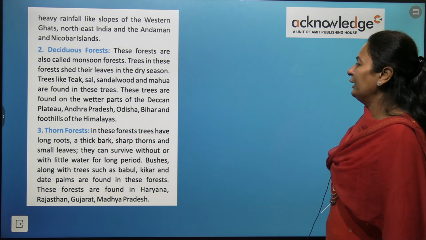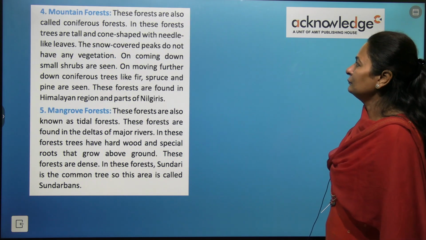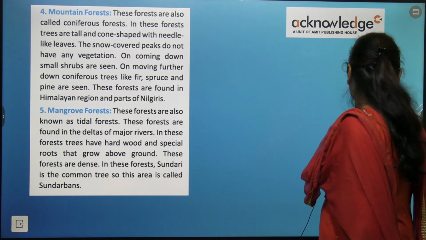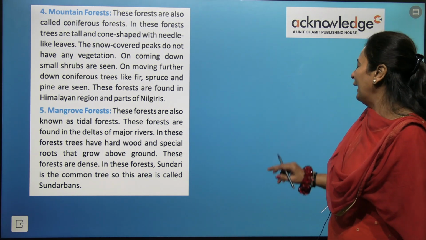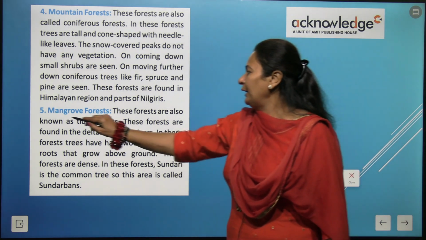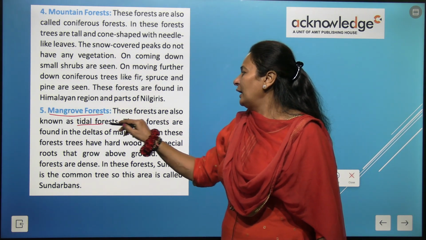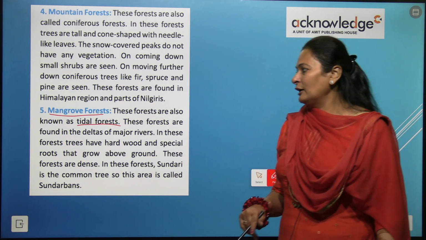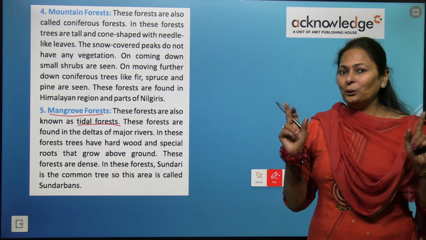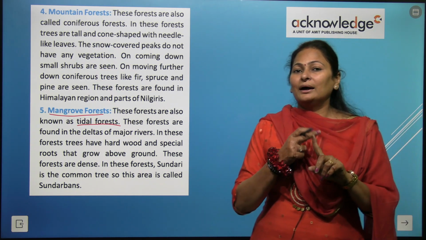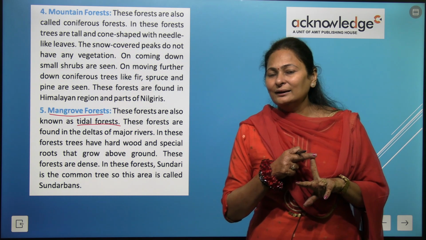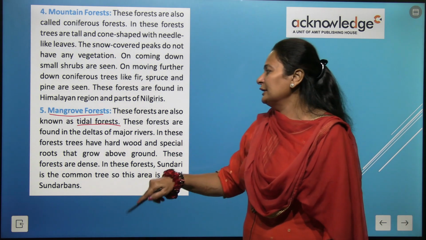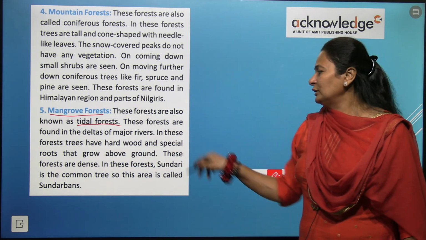Now the next type of forest is the mangrove forest. These forests are also known as tidal forests, right? The mangrove forests are also known as tidal forests. These forests are found in deltas. Do you know the delta? The Ganga and Brahmaputra delta. This is the world's largest delta, right, kids? So these forests are found in the delta of major rivers.